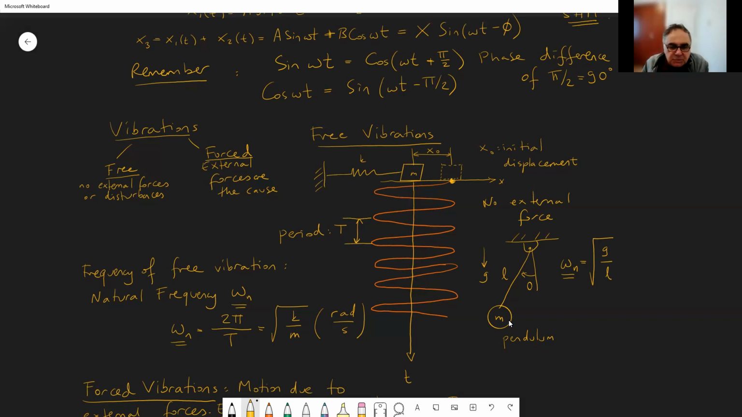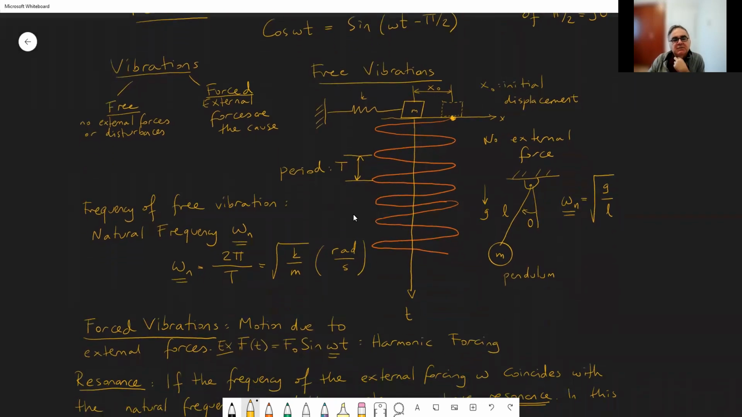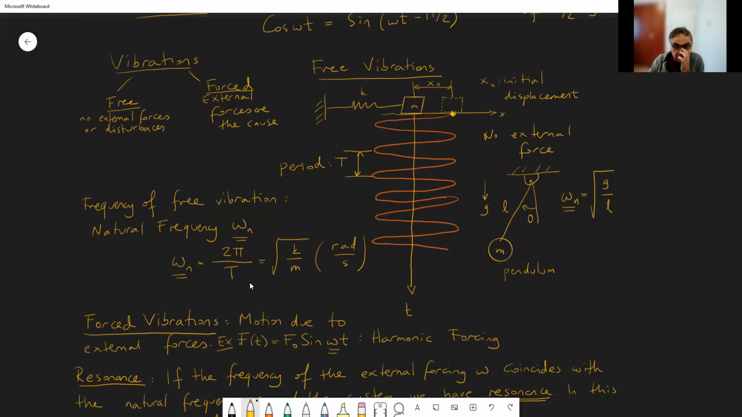And the frequency of the free vibration is called the natural frequency. And it is dependent on the parameters of the system, as we will see. For example, for the mass spring system, it is root k over m. For the pendulum, it is root g over L, as we will be seeing shortly.